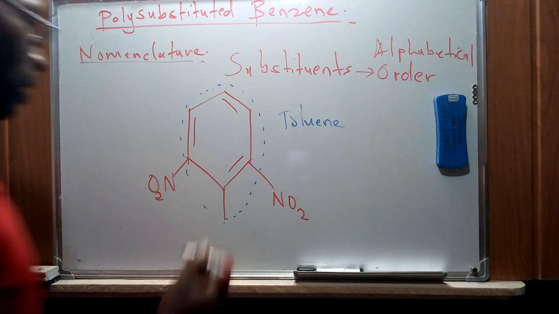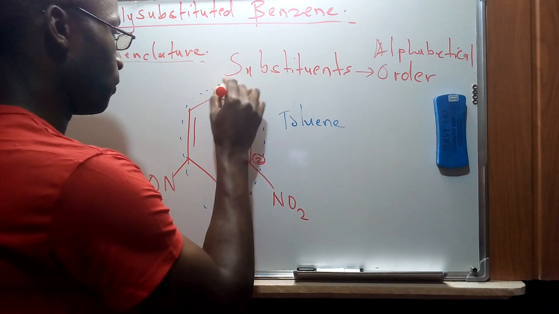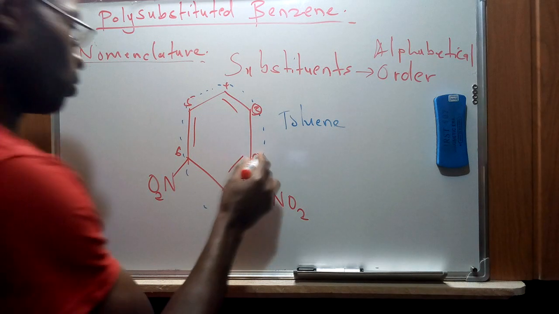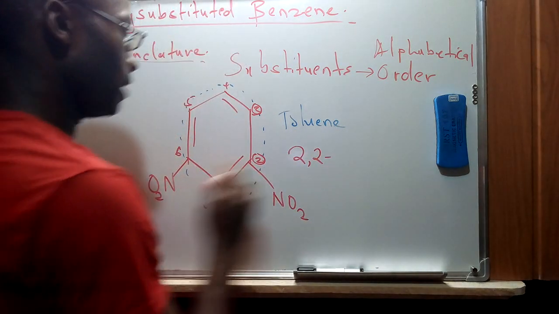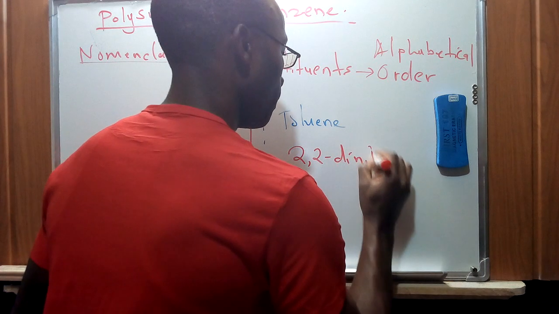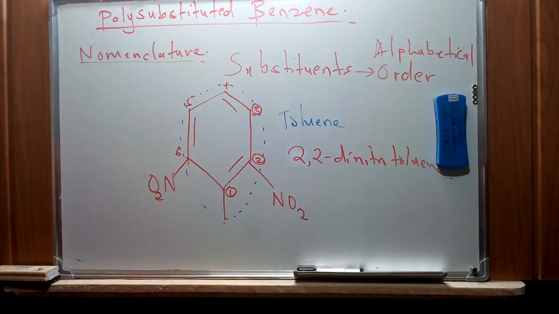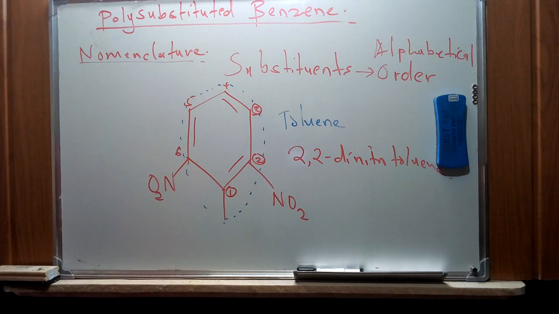And therefore, we're going to count from this point 1, 2, 3, 4, 5, 6. So we have a substitution at point number 2 and 6. So therefore, it's going to be 2,6-dinitrotoluene. So the numbering goes in that specific order that I've put.